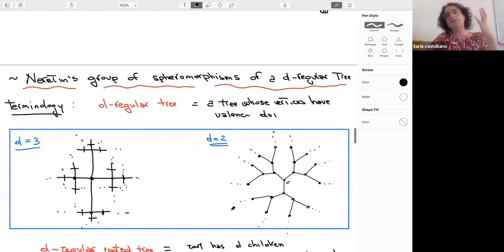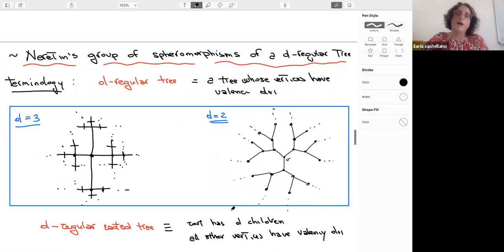Okay, the name of this family of groups is the Neretin group of spheromorphisms of a d-regular tree. Okay, these are complicated words, but nothing so awful. So let's start by introducing some terminology, or at least repeating a few things. What is a d-regular tree? A d-regular tree is a tree whose vertices have valency d+1. Here you can see a few examples.